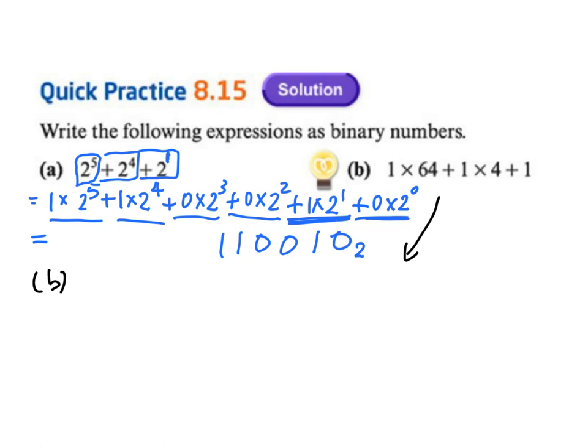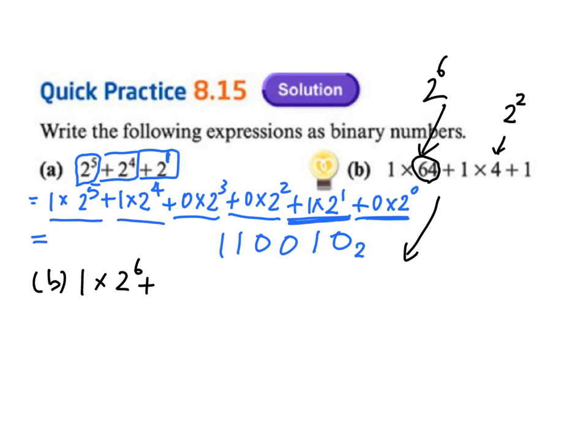Then for part B, you have to use the laws of index. So 64. What does it mean by 64? If you remember, it should be 2 times 2 times 2 times how many times? So should be 2 to the power 6. You can use your calculator to double check before you move on. So here for this one, the expanded form would be 1 times 2 to the power 6. And then plus, how about this one? This one is already 4, that means 2 squared.